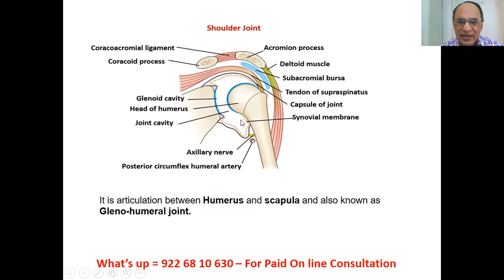This is the joint cavity. This is the important nerve, the axillary nerve. Then the synovial membrane, then the capsule of the joint. Tendon of supraspinatus. Subacromial bursa. Deltoid muscle, a very important attachment to the shoulder joint. This is where we are getting the corona vaccination.